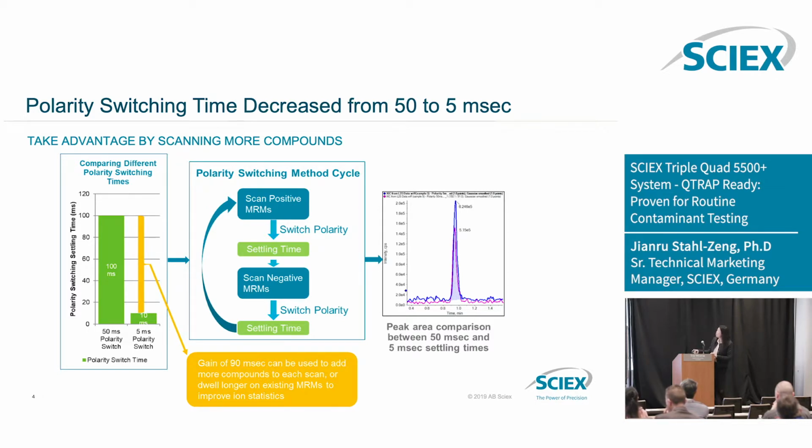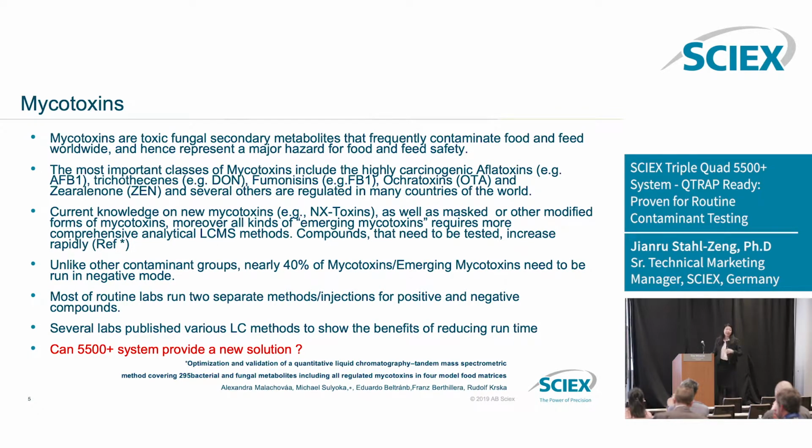You will save 90% of the time for the switching. And most important, of course, is that you need to make sure that with this fast switching time, the performance of your peak, both on intensity and signal to noise, will not change. You have the same performance with high speed. So then we decided to test this performance on mycotoxin analysis.